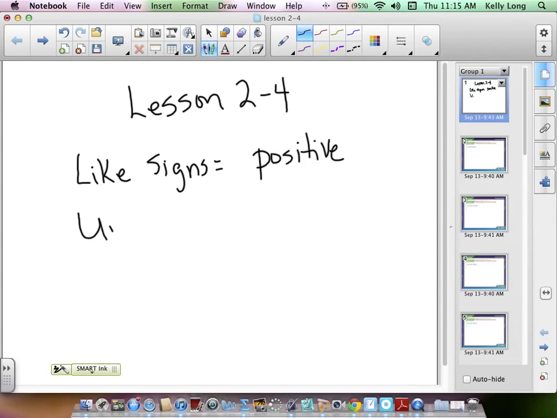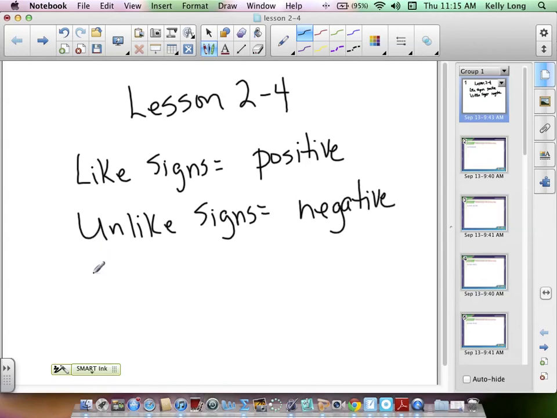Unlike signs, your answer is going to be negative. Okay, and here's the examples you need to write down. For example, 6 times 4, just like you've been doing since 3rd grade when you learned your multiplication facts, is 24. Both signs are positive.